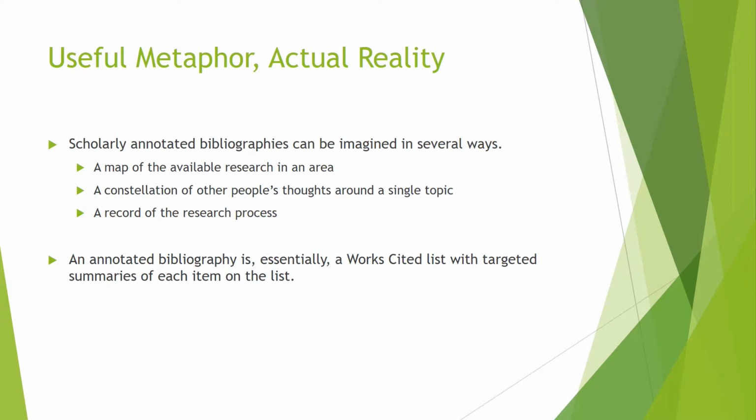In a more mundane way, we can think about a scholarly annotated bibliography as a record of the research process. Aside from metaphor, however, really an annotated bibliography is a simple works cited list with targeted summaries of each item on the list.